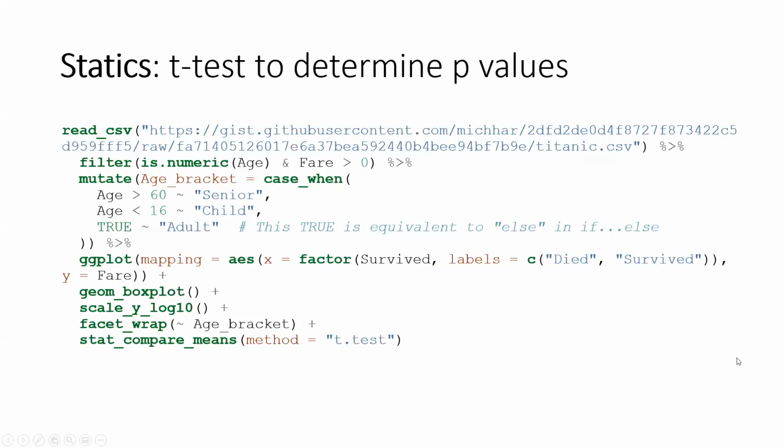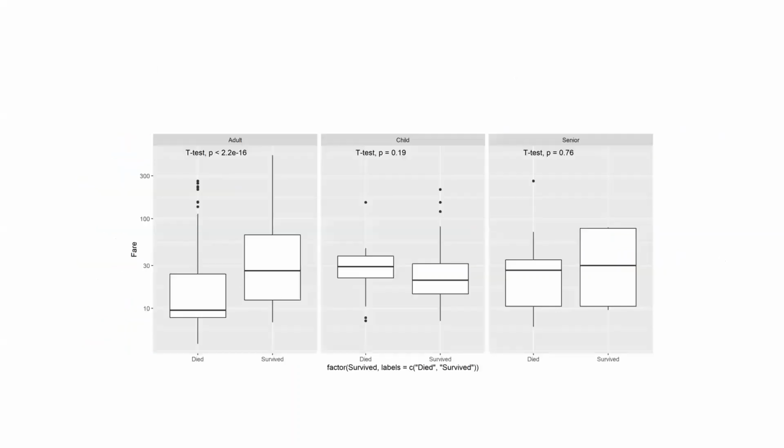So I know I've shown a lot today. I think it's quite satisfying. So I just want to get to the point where I think you're going to understand why we want to do all this. So I add my t-test, and now I can see for each of my three facets, is there a significant difference? Well, for the adults, the t-test p-value is less than 2.2 times 10 to the negative 16th. So yeah, I'd say so.